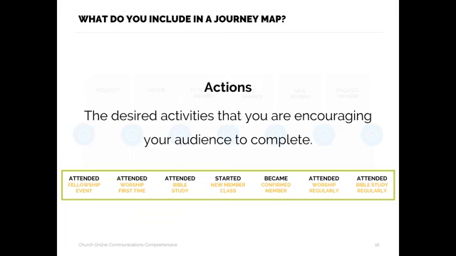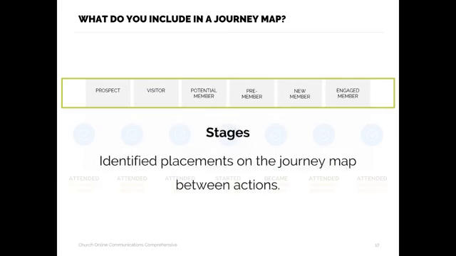Then we've got the stages. And so we've identified those, in this case at the top. These are identified placements on the journey map in between actions. And so you know that if the person is a prospect, the next action that you're encouraging them to take is to attend worship. And if they have attended worship, they now become a visitor. And your next step is, would you like to get involved in Bible studies and become more of a potential member? And so it just continues down that path.